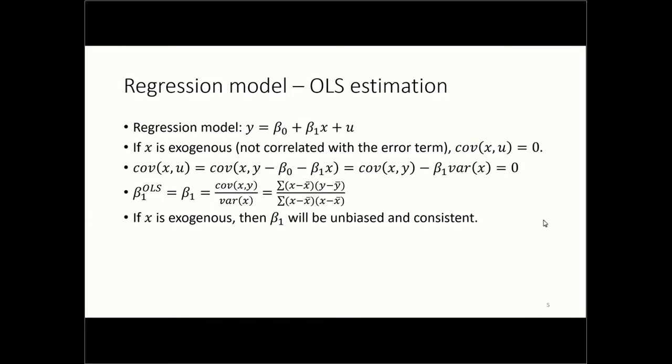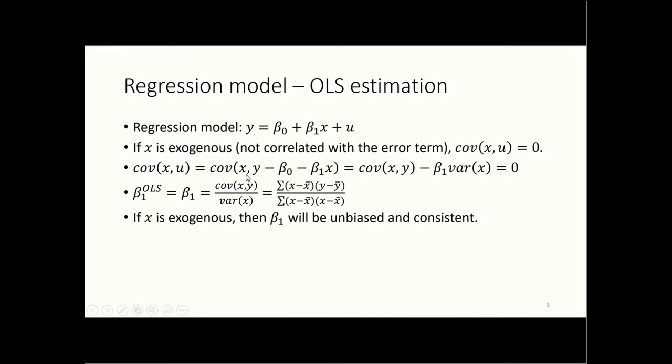So here is a simple regression model where we have our dependent variable y regressed on x. If x is exogenous, in other terms, if it's not correlated with the error term, so x and u are not correlated, then the covariance of x and u would be equal to 0. So if we substitute in the covariance of x and u, we have the covariance of x, and then this is the expression of u if we rearrange this equation here.